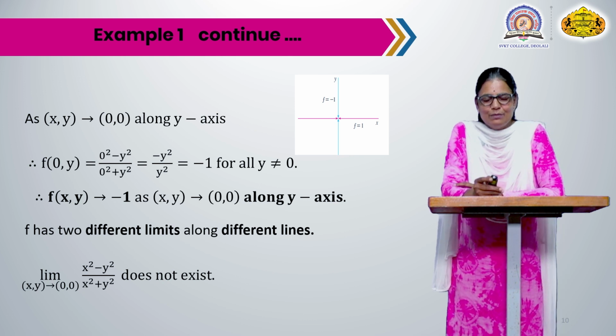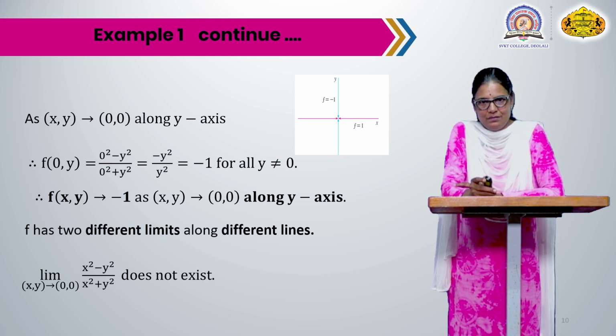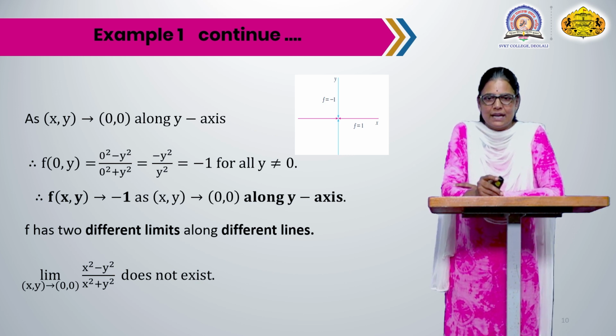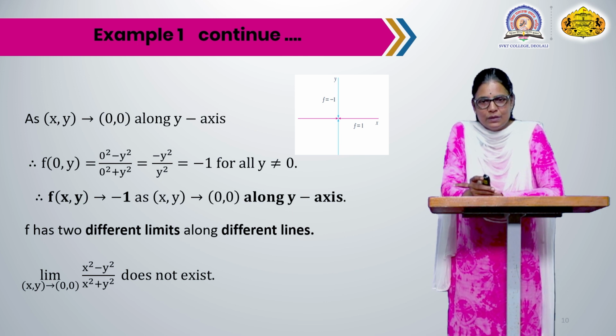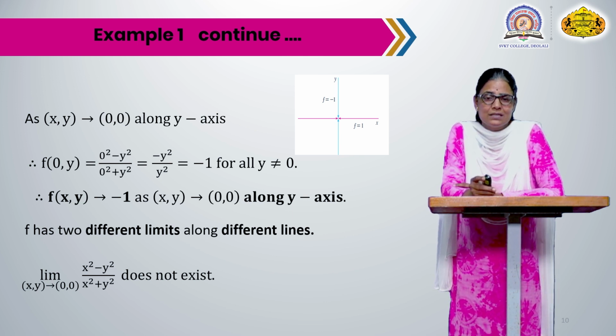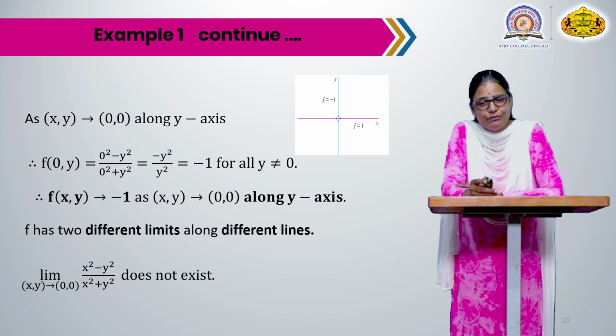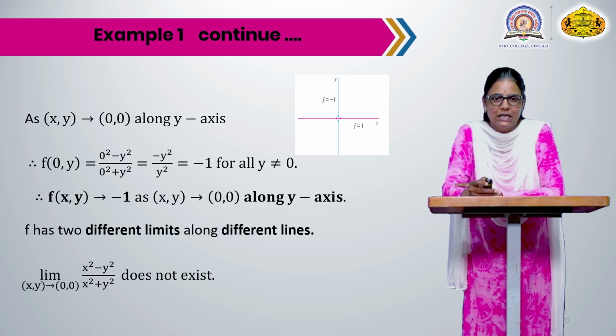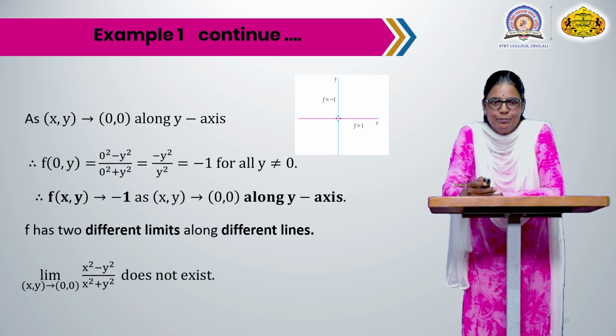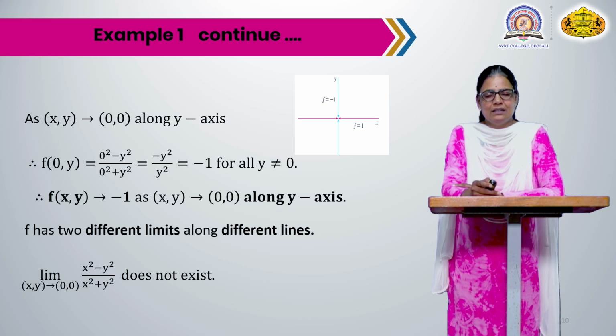So this is the diagram I just showed here. The functional value along the x-axis is 1, along the y-axis it is −1. So we are able to find two paths along which the function has different values. So the limit also has different values, and so the limit doesn't exist. Now let us consider another example.